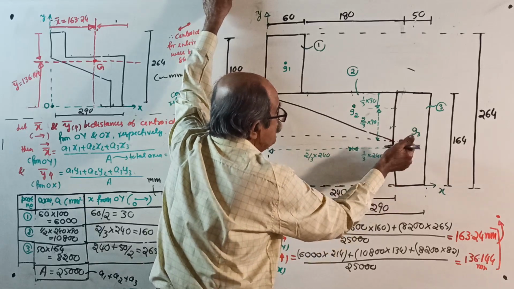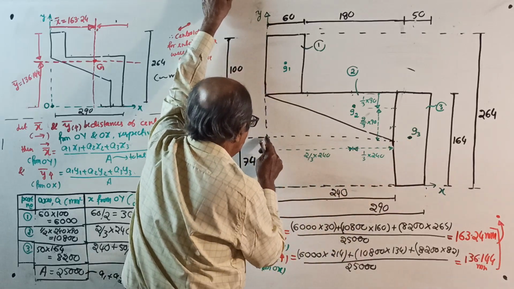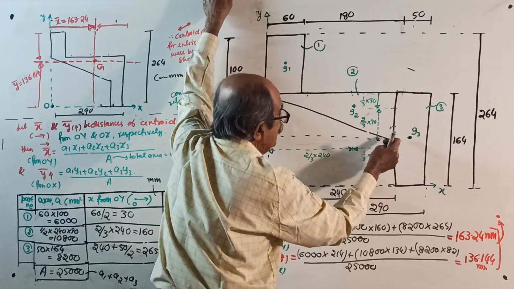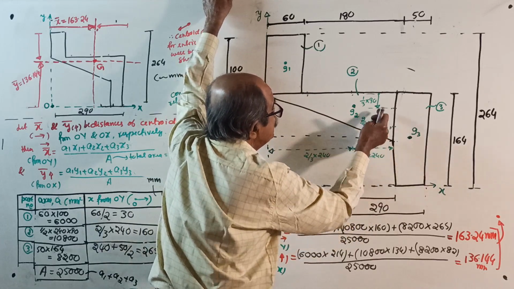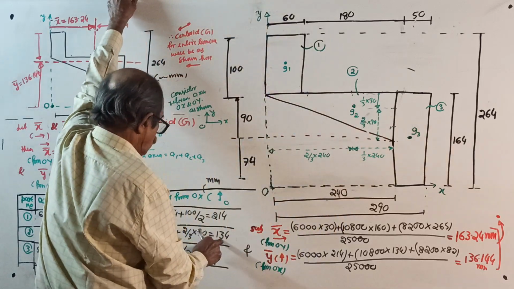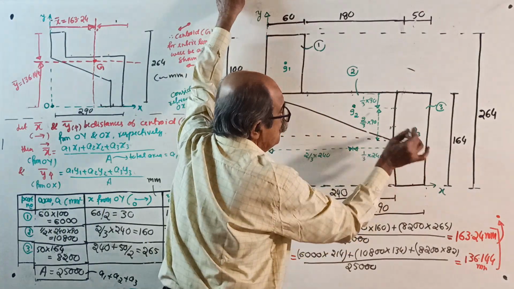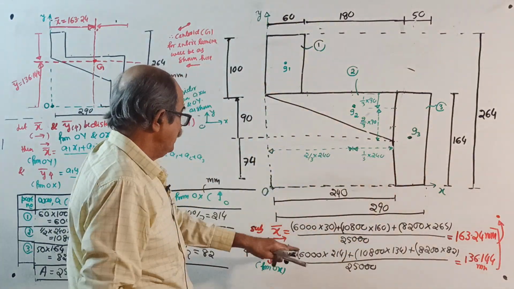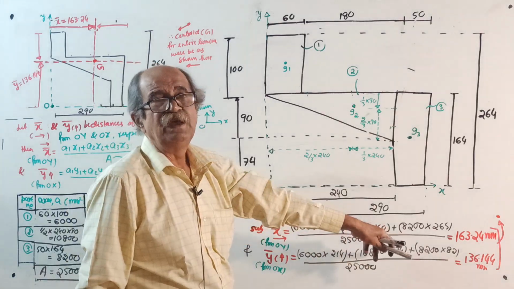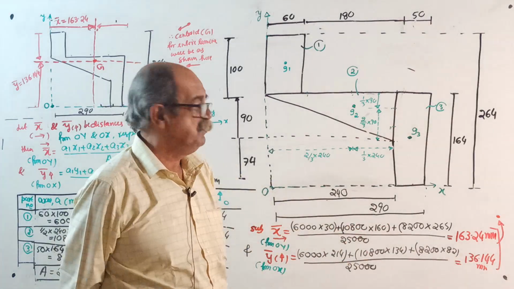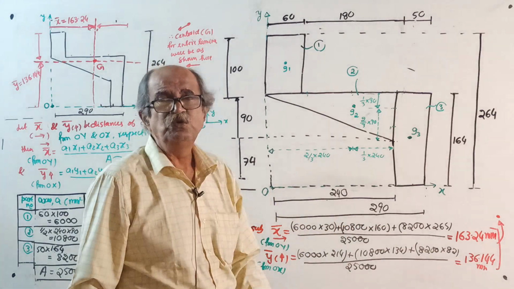From here, first you have to come here. The 74 from here up to here plus another 2 by 3 of 90, 134. Y3 directly 164 by 2. Substituting x bar, y bar. Next time, this substitution I am not doing. I will put a signature. Why? You should do it.